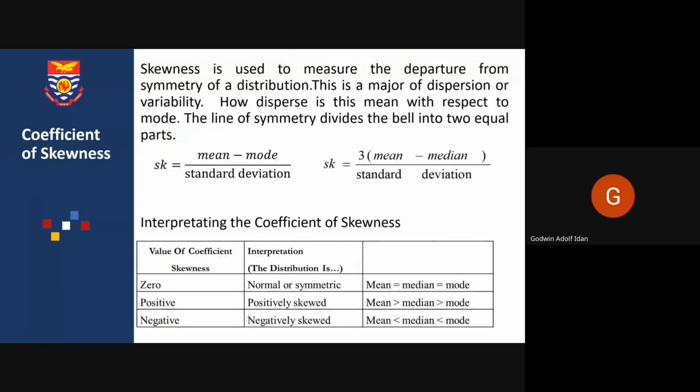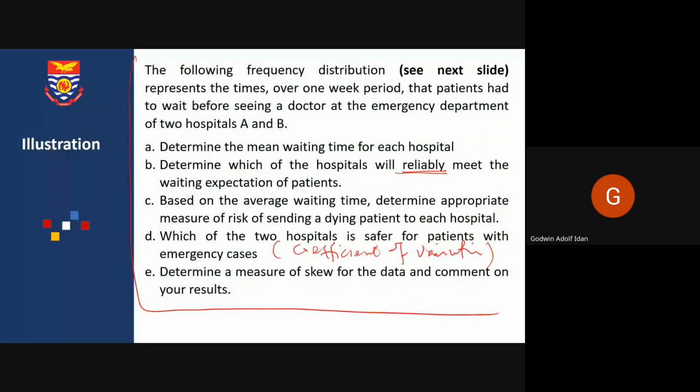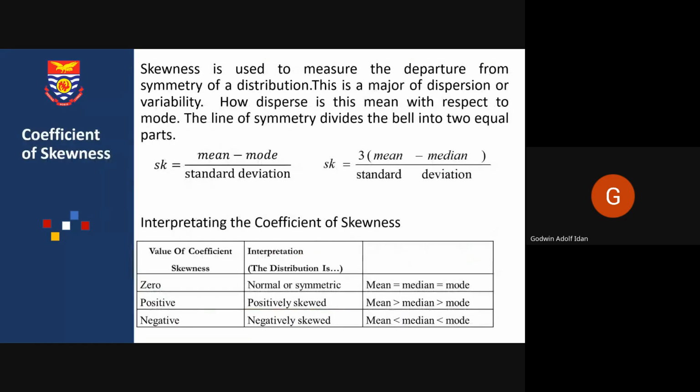Then we also finally determine the measure of skewness. Remember the skewness, we use this formula or this other formula, after getting your mean, median, and then the standard deviation. So this is just an illustration to awaken your understanding on all that we have done today.